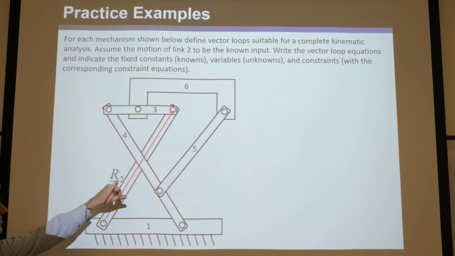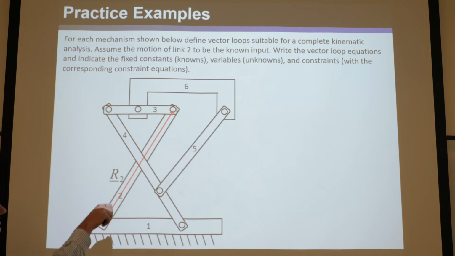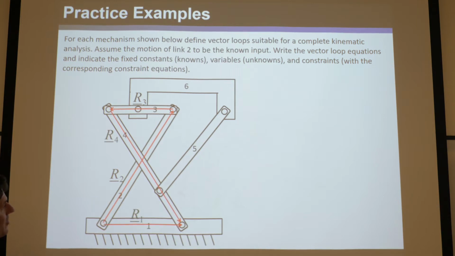So this one obviously describes R2, which captures the rotation and magnitude of link 2, and then this is R3, R4, and R1. And again, the arrows are drawn arbitrarily according to our convention. That's just one vector loop, and that will capture the Chebyshev mechanism. We're just ignoring 5 and 6 for now, but that's one closed vector loop.